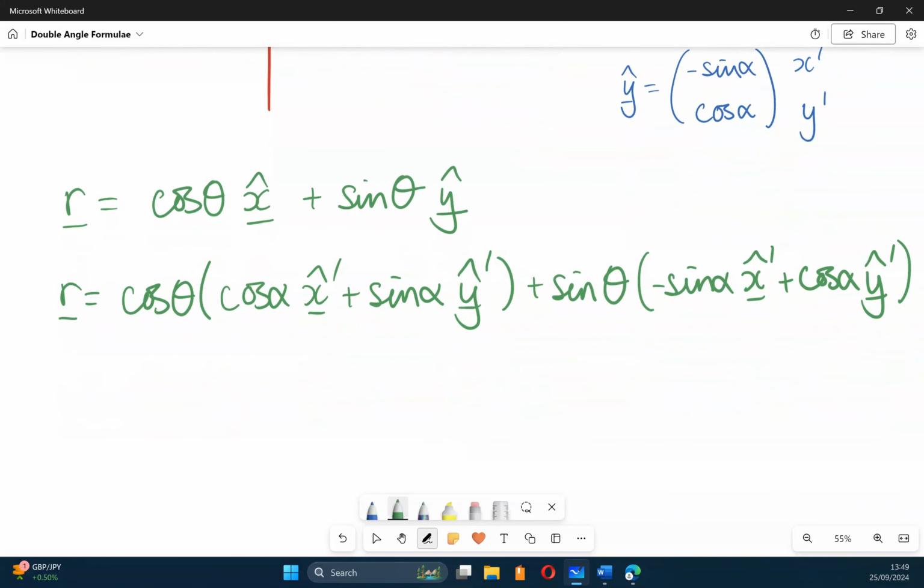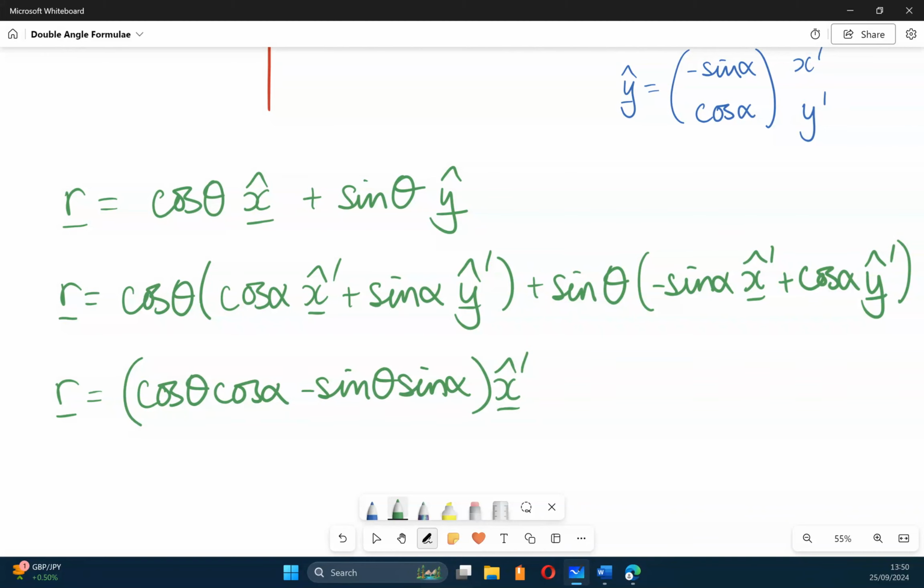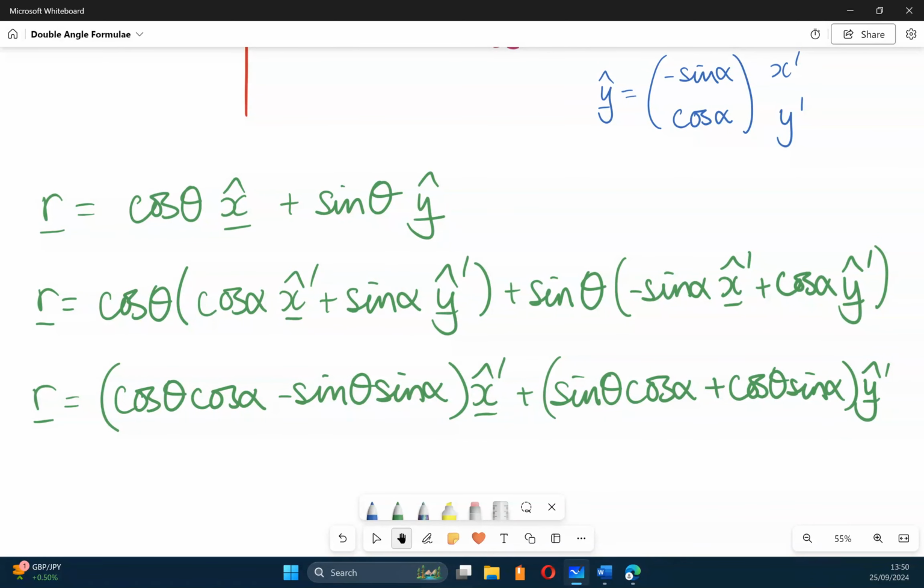And then expanding this out and collecting like terms, we have cosine theta cosine alpha, and then we have minus sine theta sine alpha, and this is for the x prime hat term. And then for the y prime hat term, I'm going to write the sine theta cosine alpha part first, and then plus cosine theta sine alpha. I'm going to write that second. And what we can now say is that we've related r to x prime and y prime. So we've written it in the basis of x prime hat and y prime hat.